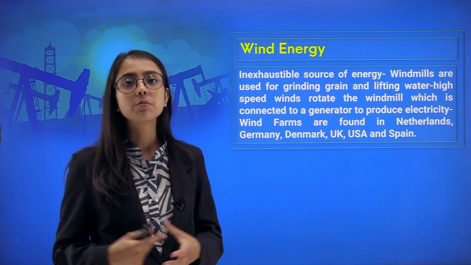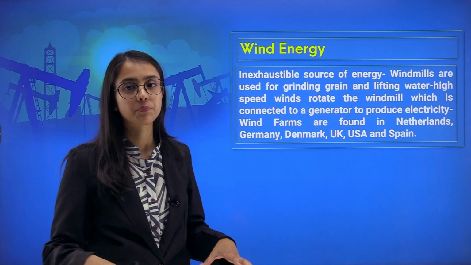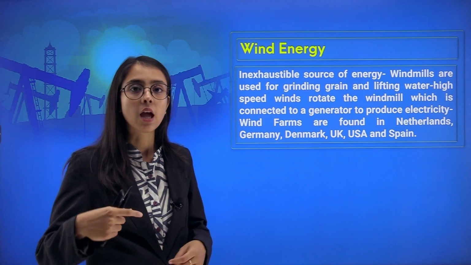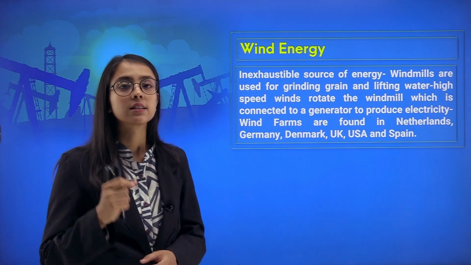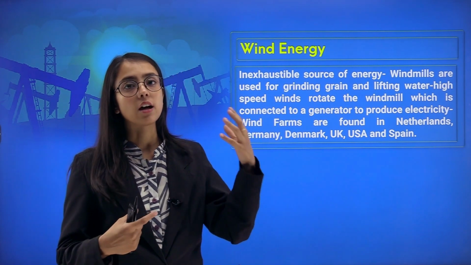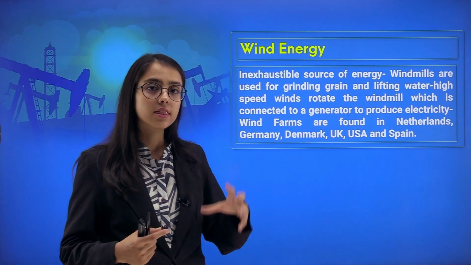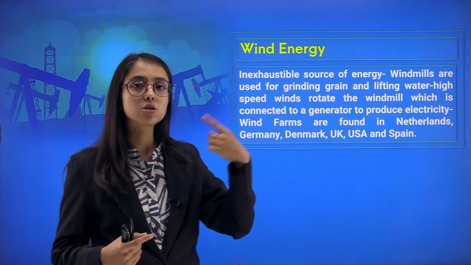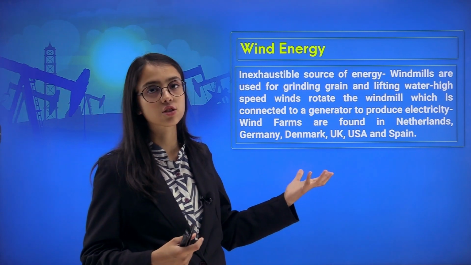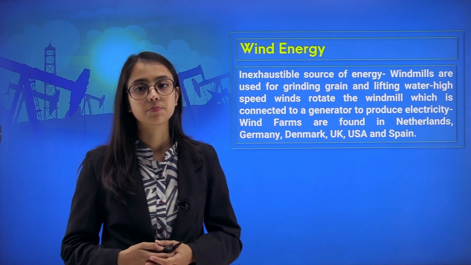Windmills can be built in areas on a very mass scale, and these windmills can be used to produce energy by the movement of the wind around them. This is used mainly for grinding grain and lifting water, as the wind rotates the windmill at high speeds. It is connected to a generator, so when the windmill panels move, the generator starts, producing electricity that can be transported to a lot of cities through wires.